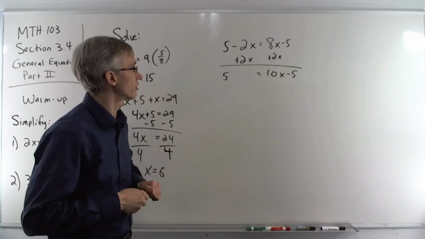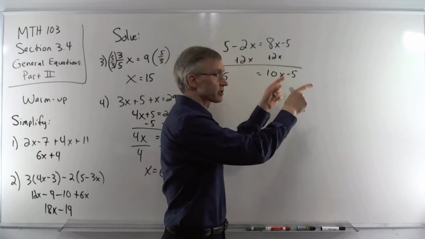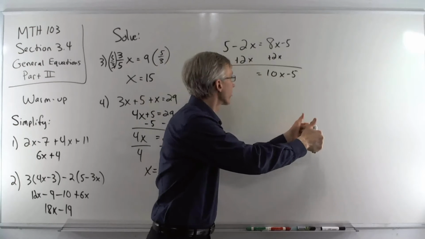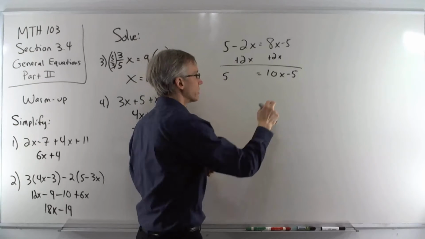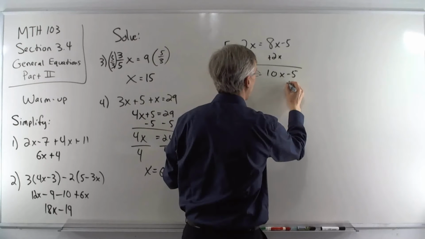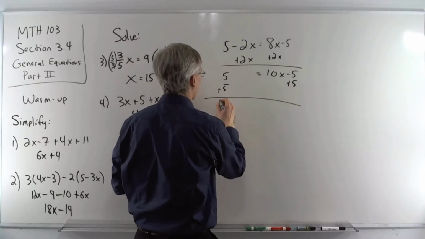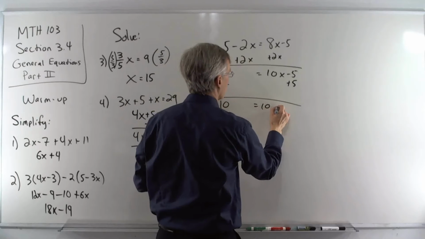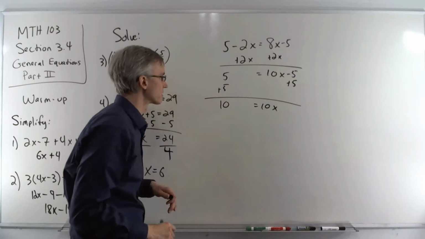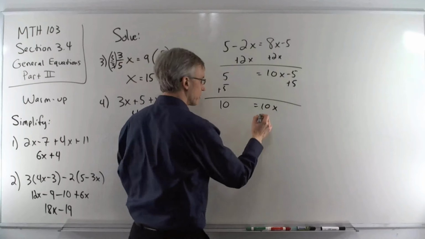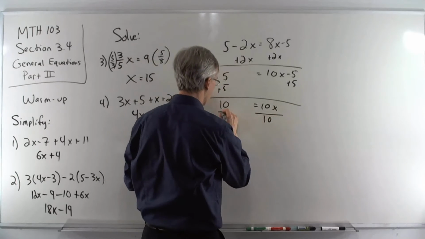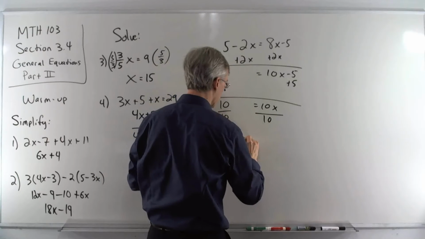Now, since we just moved all the x's to the right, we want to move all the numbers to the left. So we need to get rid of this 5. So we'll add 5 to both sides. So that gives us 10 equals 10x. Now the last thing we have to do is divide by the coefficient. Divide by 10, we get x equals 1.